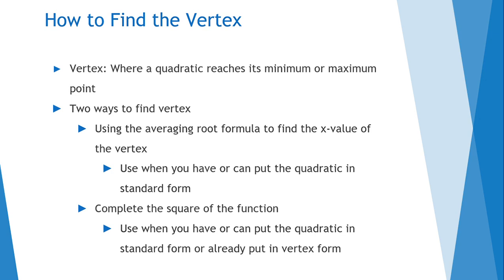First, we can use the averaging root formula, which is derived from the quadratic formula. It's the one that we talked about at the beginning, to find the x-coordinate of the vertex of the function. We'll want to use this when our quadratic is or can be put into standard form. Otherwise, we can complete the square of the function. We can use this method when the quadratic function is or can be put into standard form, or when our quadratic function is already in vertex form, which we'll elaborate on later. So let's do a couple of examples with vertex.